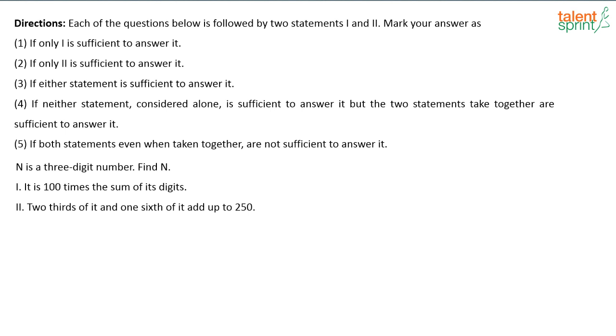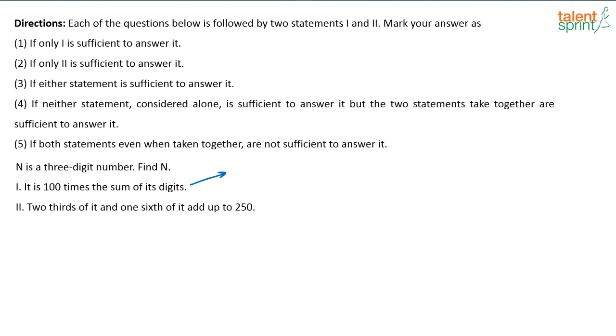What is given here? N is a 3-digit number. Find n. The first statement says it is 100 times the sum of its digits. The second statement says 2/3 of it and 1/6 of it add up to 250. Very easy, right? N is a 3-digit number, you have to find it. First statement says it is 100 times the sum of its digits.